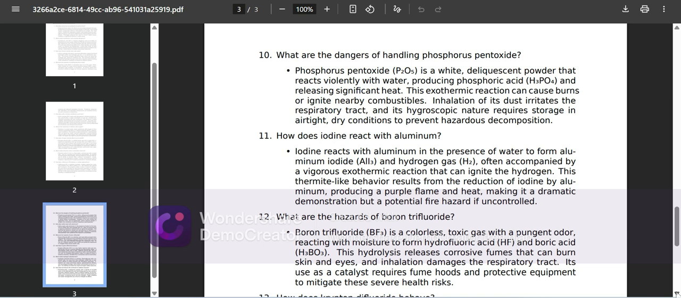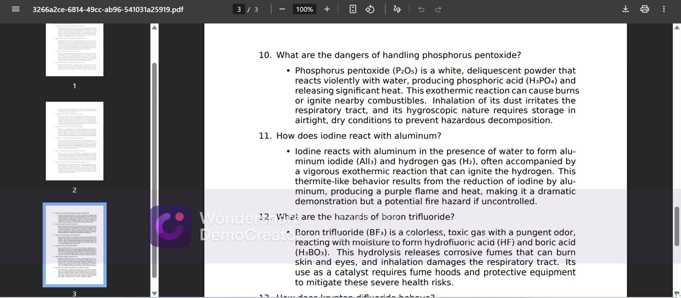Inhalation of its dust irritates the respiratory tract, and its hygroscopic nature requires storage in airtight, dry conditions to prevent hazardous decomposition.